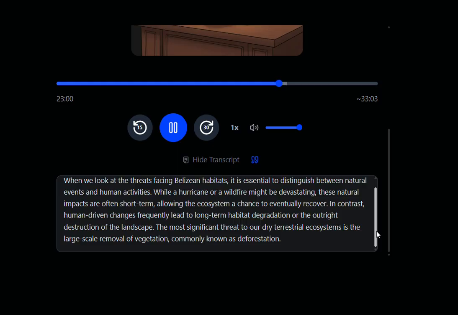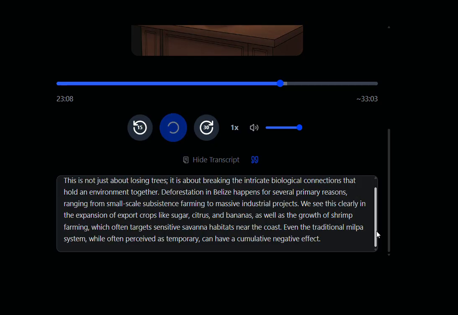The most significant threat to our dry terrestrial ecosystems is the large-scale removal of vegetation, commonly known as deforestation. This is not just about losing trees, it is about breaking the intricate biological connections that hold an environment together. Deforestation in Belize happens for several primary reasons, ranging from small-scale subsistence farming to massive industrial projects.